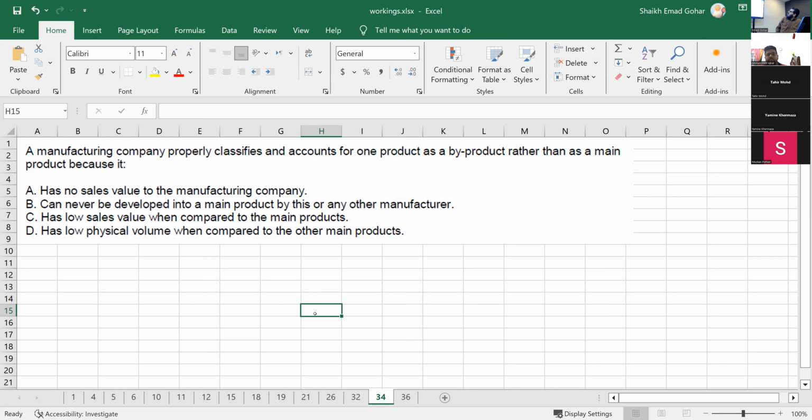Getting the story, my friends? So C is the answer. Now D, this one, the last one? B says it can never be done. Yes, because how can it be developed into a main product? Give me any example. My product can never be developed, never, into a main product by this company or any other company.